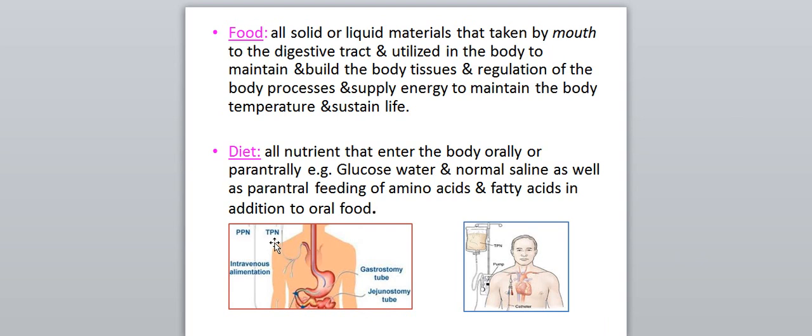Glucose water is an example, and normal saline as well. They are parenteral feeding, maybe of amino acid and fatty acid, in addition to oral feeding. So there is a difference between food and diet. Diet may be orally or maybe parenterally, while food is anything taken by the oral route.